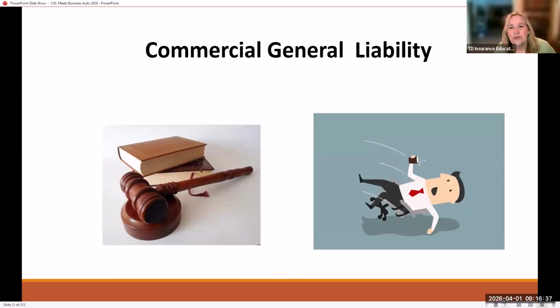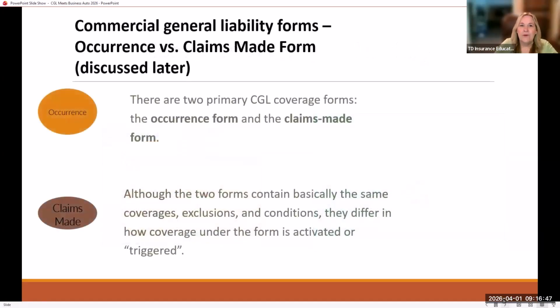Getting to the commercial general liability, remember it is built into the BOP and then you write it separately for the CPP. Okay, so what is the commercial general liability? When you think about liability, it's always about bodily injury and property damage to a third party. But the CGL policy includes more than that. So we'll talk about that. It can include some personal injury.